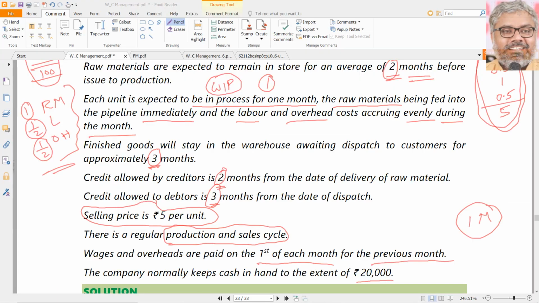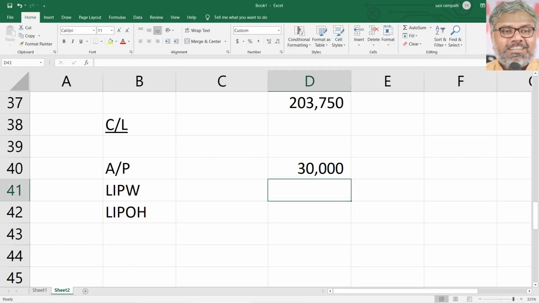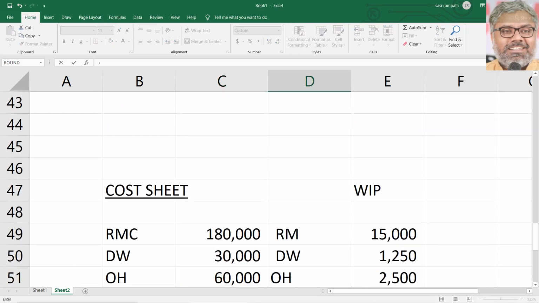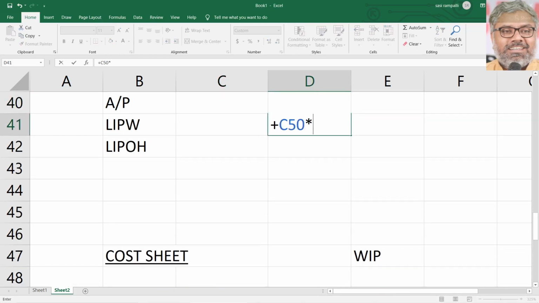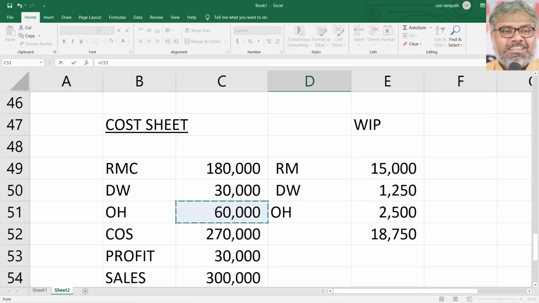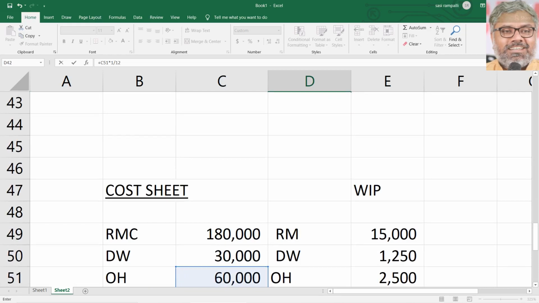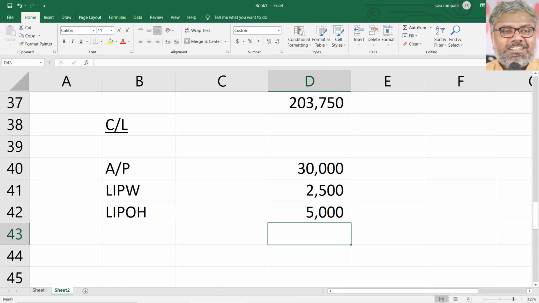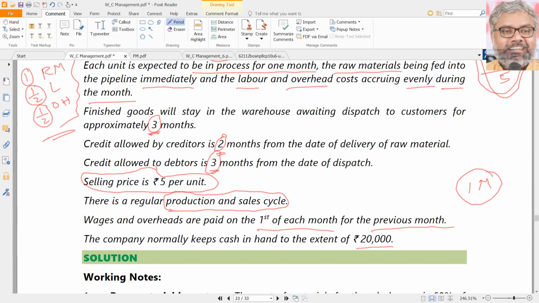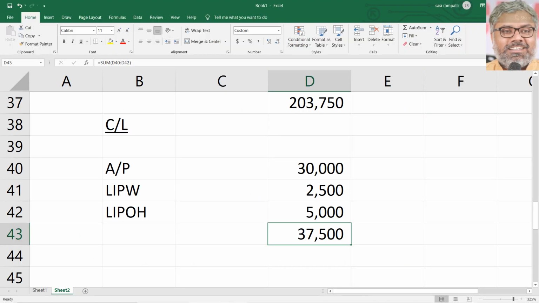No. Then the lag in payment of wages is going to be 1 month. How much is the wages cost? For this purpose, the cost sheet will be helpful for us directly. That we know: 30,000 into 1 by 12. Lag in payment of overheads is the same way. Overheads are 60,000 into 1 by 12, straight away. So these are the current liabilities. Anything else? That's all. No other things are there. So raw material stock, work in progress stock, finished goods stock, debtors, cash, creditors, lag in payment of wages, lag in payment of overheads. All of them are given. No buffer, no contingency, nothing is given.